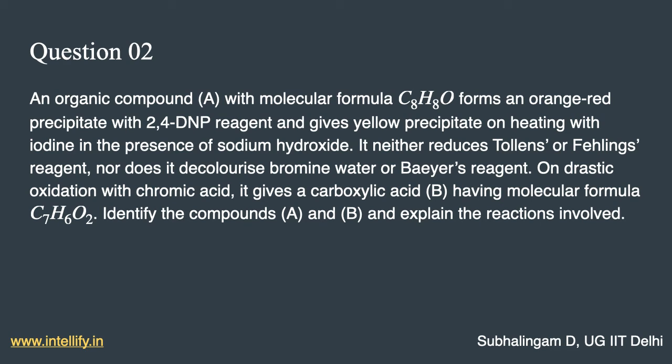An organic compound A with molecular formula C8H8O forms an orange-red precipitate with 2,4-DNP reagent and gives a yellow precipitate on heating with iodine in the presence of sodium hydroxide. It neither reduces Tollens' or Fehling's reagent, nor does it decolorize bromine water or Baeyer's reagent. On drastic oxidation with chromic acid, it gives a carboxylic acid B having molecular formula C7H6O2. Identify the compounds A and B and explain the reactions involved. I will give you 20 seconds. You can pause the video if you need more time, and after that we will discuss the solution.